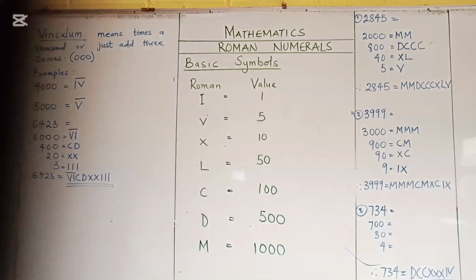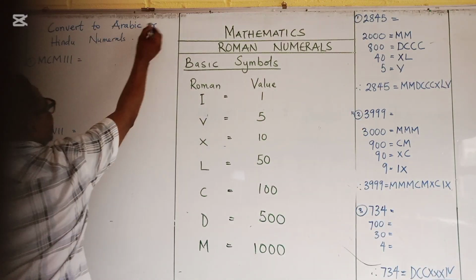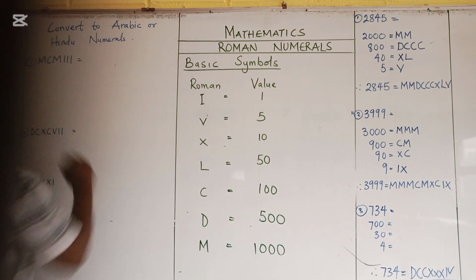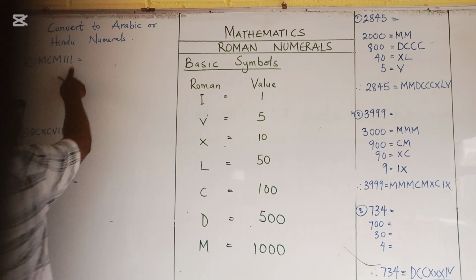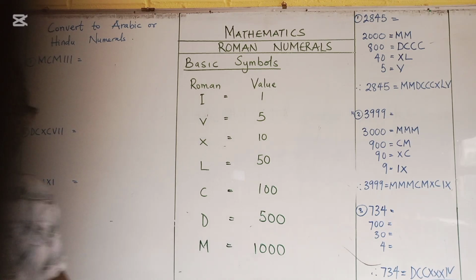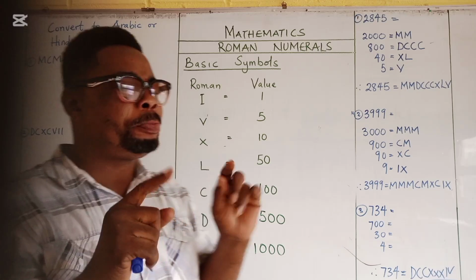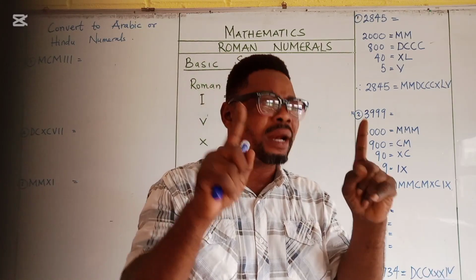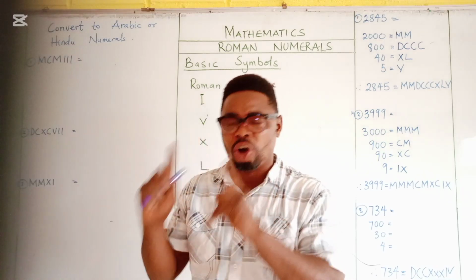So let's quickly do one thing before we call it a day. Alright, let us look at this one. Convert to Arabic or Hindu numeral. Now let us look at this one. This is what? MCMIII. There are laws we need to follow when we are doing this. Number one, know very well that you pick your symbols one after the other.